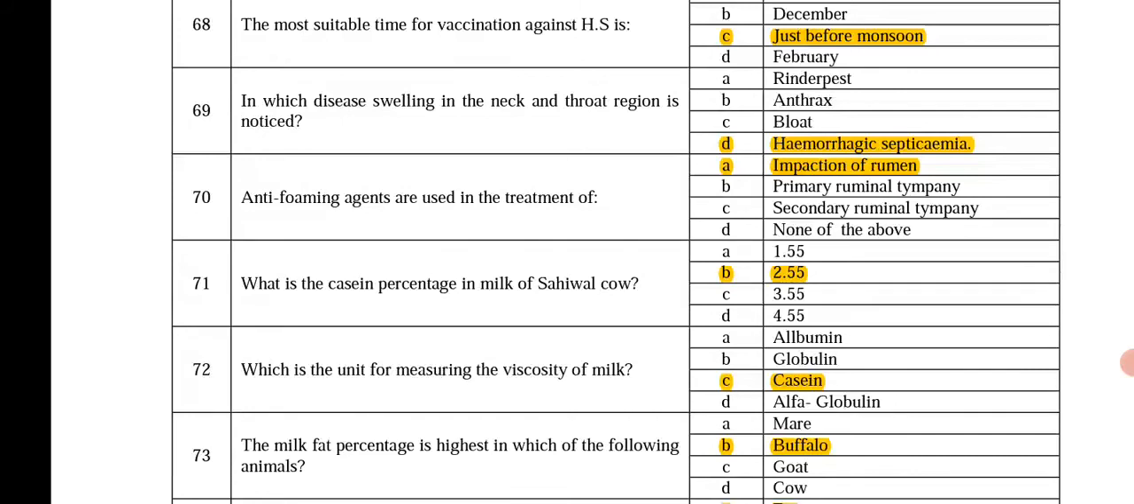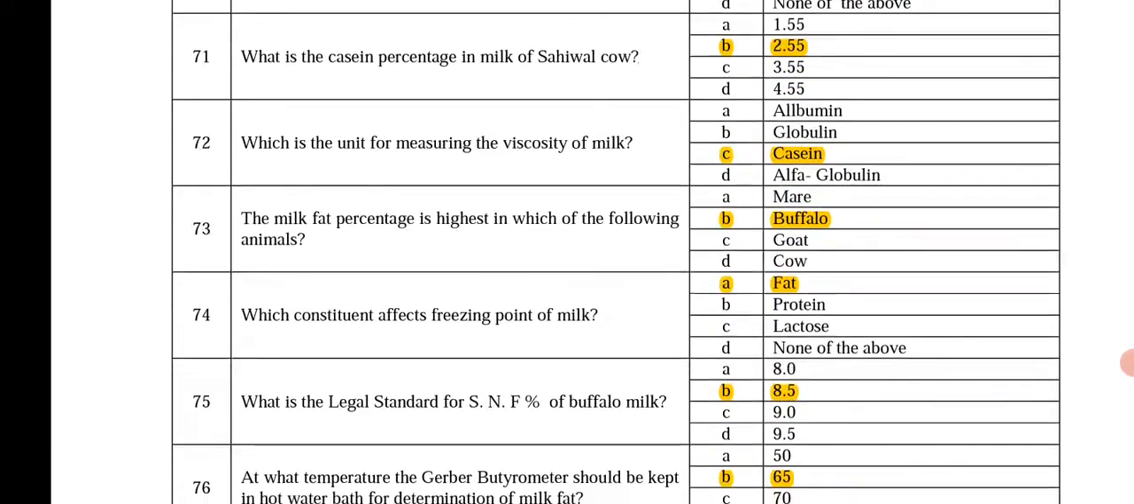What is the casein percentage of milk of Sahiwal cow? 2.55% is the casein percentage in milk of Sahiwal cow. What is the unit for measuring viscosity of milk? Casein is the unit for measuring the viscosity of milk. The milk percentage is highest in which of the following animals? Buffalo. Which constituent affects the freezing point of milk?